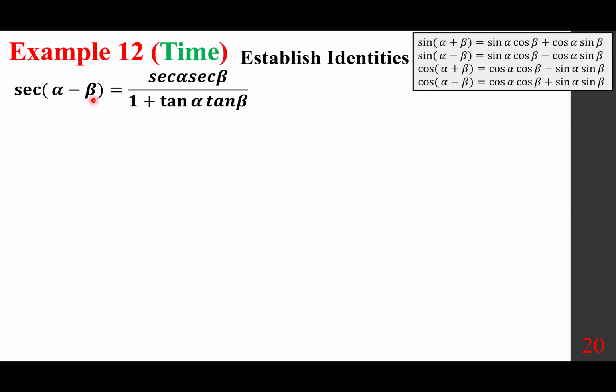We want to prove secant of alpha minus beta is secant alpha secant beta over 1 plus tan alpha tan beta. And what we are going to do, we are going to start with one side. In this case, you can start with any side you want. I'm going to actually look at both cases. So let's start with LHS, the left-hand side, secant of alpha minus beta. And you know secant is 1 over cosine. 1 over cosine of what? Alpha minus beta. So 1 over cosine of alpha minus beta, which becomes 1 over cosine alpha cosine beta plus sine alpha sine beta.